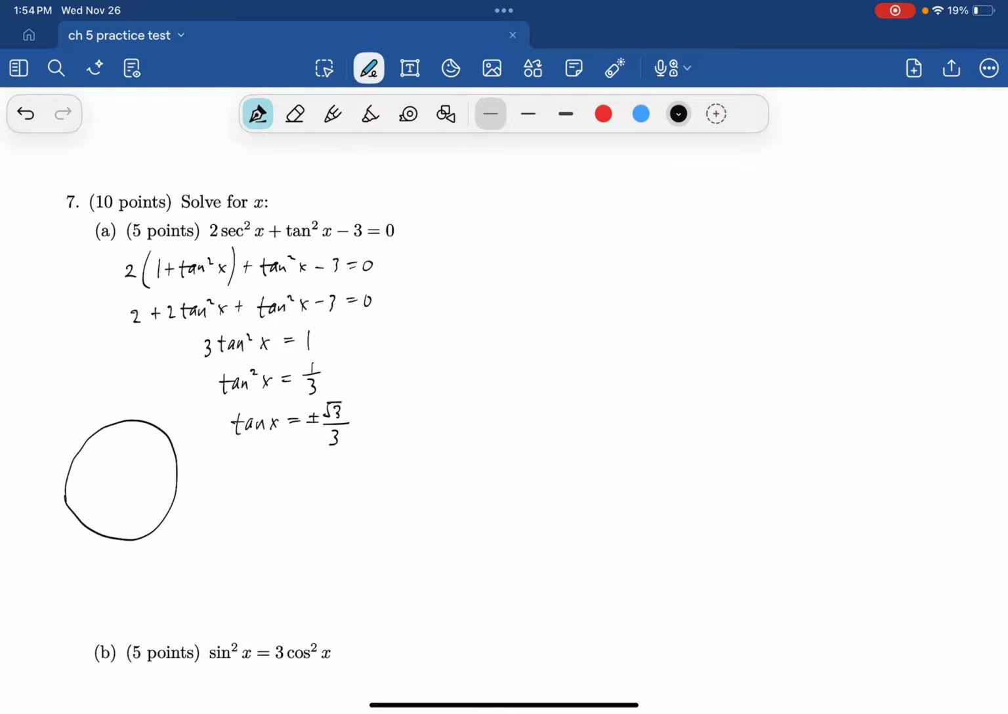All right. And so on the unit circle, that corresponds to here and here. And so x equals pi over 6 plus pi n, or 11 pi over 6 plus pi n. Those would be our two solutions. You could have also written negative pi over 6 plus pi n. But that's the same thing as 11 pi over 6.